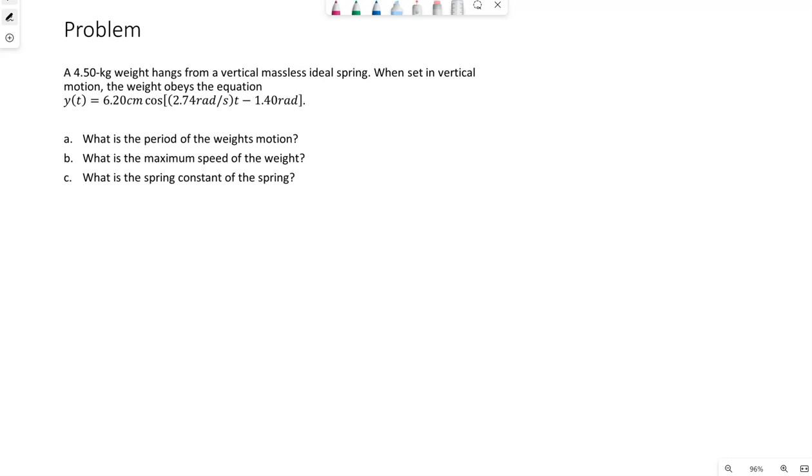A, what is the period of the weight's motion? B, what is the maximum speed of the weight? C, what is the spring constant of the spring?